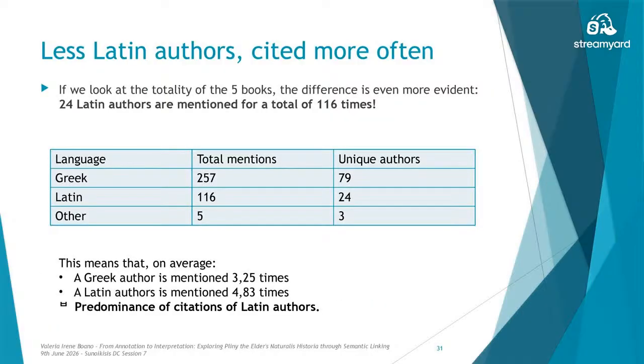And if we look at the totality of the 5 books, again, the results are interesting, because we see that 24 Latin authors, which actually are not so many, were mentioned more than 100 times. And if we look at the total average, we see again that there is a predominance of citations of Latin authors. When I looked at authors specifically, I used the language value rather than the citizenship one, because I was more interested in the language of their works.